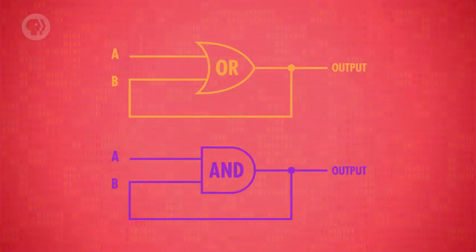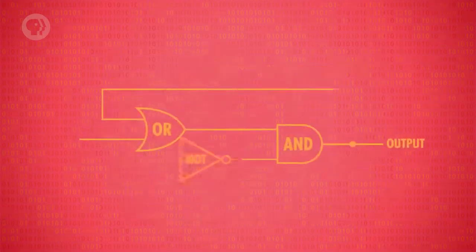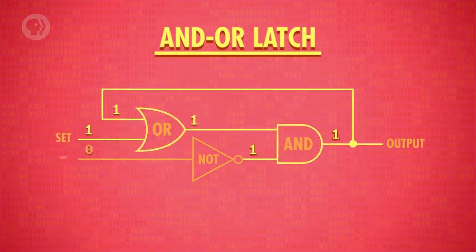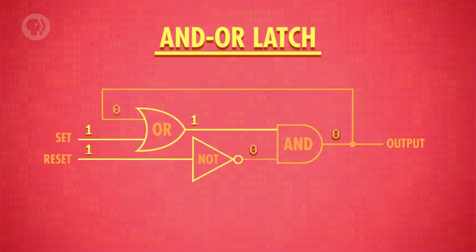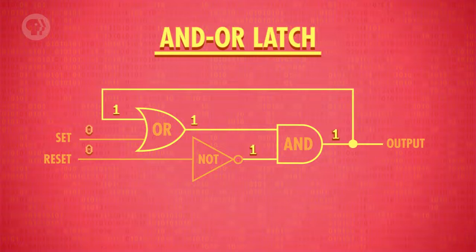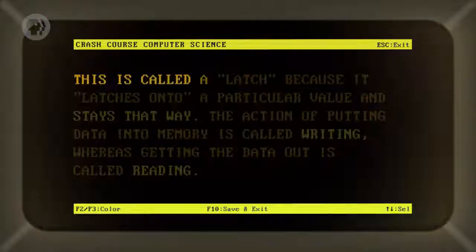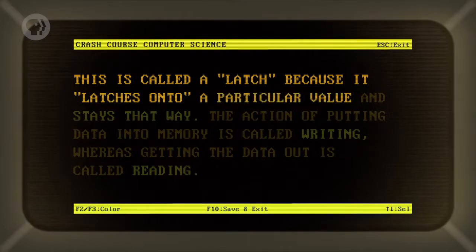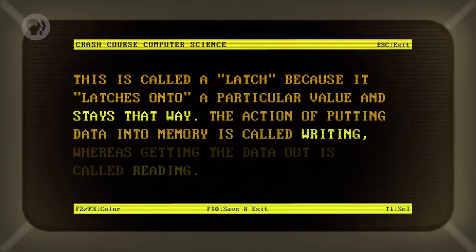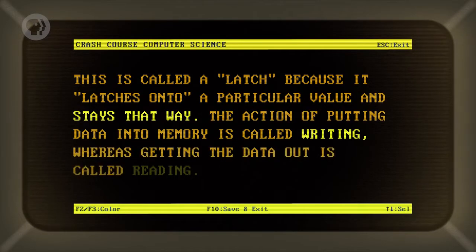The key to making this a useful piece of memory is to combine our two circuits into what's called the AND/OR latch. It has two inputs, a set input which sets the output to a 1 and a reset input which resets the output to a 0. If set and reset are both 0, the circuit just outputs whatever was last put in it. In other words, it remembers a single bit of information. Memory! This is called a latch because it latches onto a particular value and stays that way. The action of putting data into memory is called writing, whereas getting the data out is called reading.